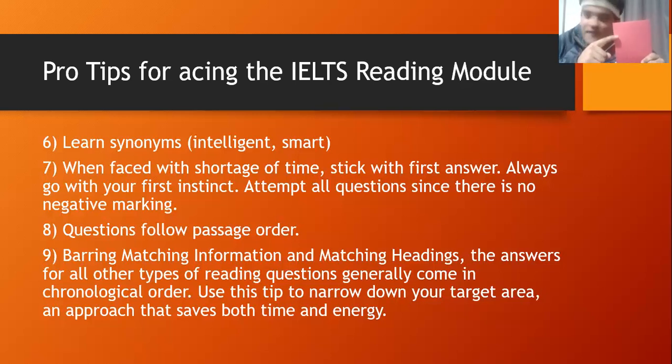Now I'm not being able to find the answer for question 3. Okay, but let's say I find the answer for question 4 somewhere over here. So this is 2, this is 4. Therefore, the answer for question 3 will lie somewhere in this narrow area that is between 2 and 4. So use this tip to narrow down your target area, and this will save your time as well as energy. So previously, you were just looking at the whole passage. Now you're just looking at one particular section, okay? So it really helps. There are certain types in which this approach works, but there are 2 types, matching information and matching headings, in which this doesn't work.